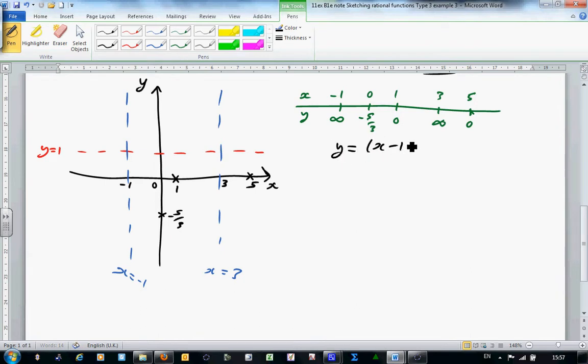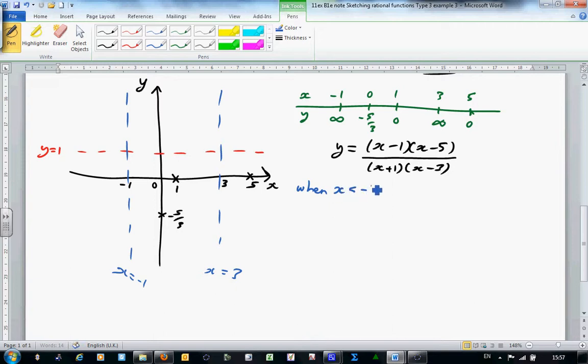Okay, and we can do that, and this will make things a little easier, I think. So let's go from left to right. When x is smaller than minus 1, so in other words, we're going to choose a negative number smaller than minus 1. So let's say minus 2. The first part here would be negative.